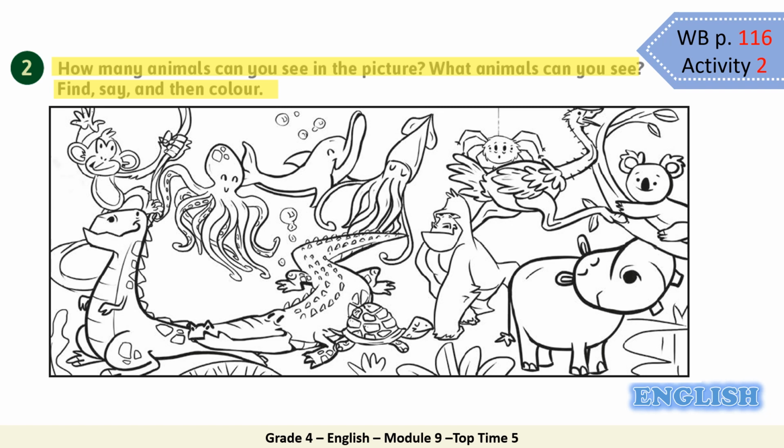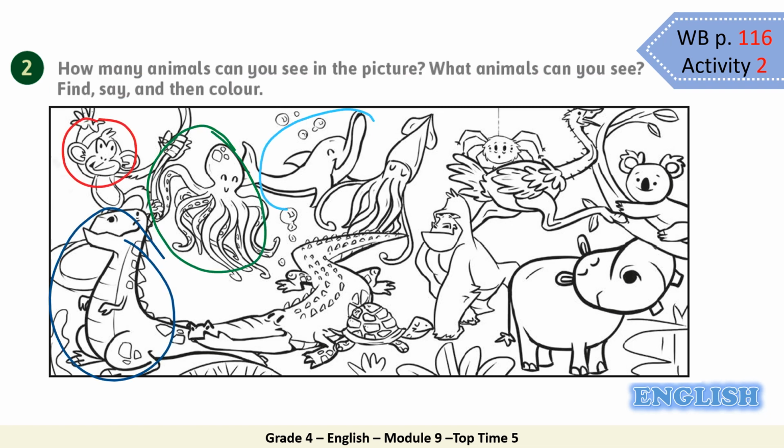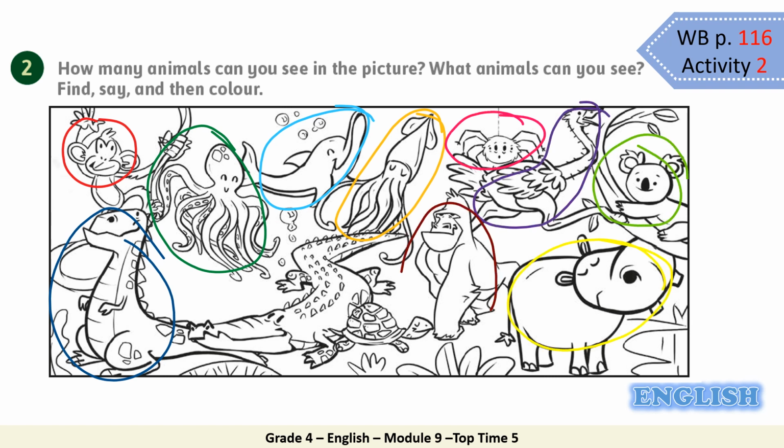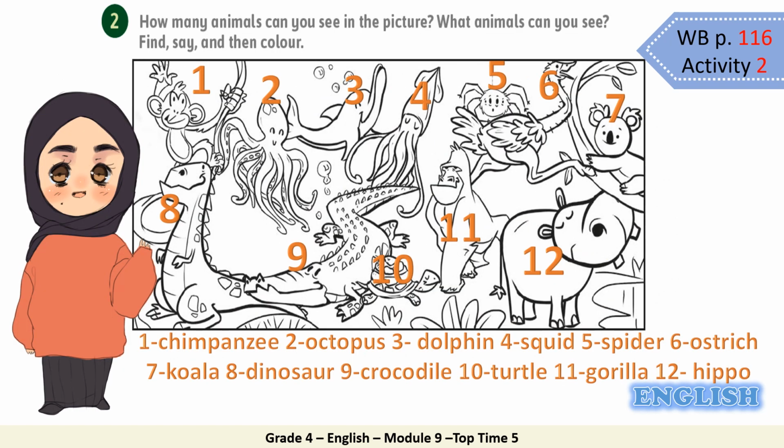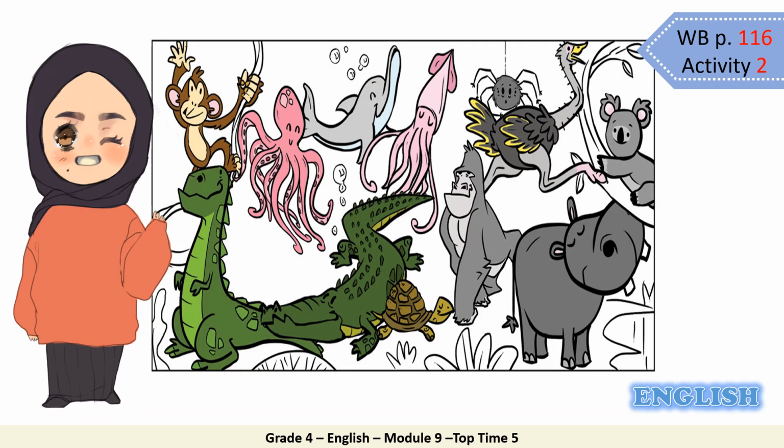Let's count them. 1, 2, 3, 4, 5, 6, 7, 8, 9, 10, 11, 12. So the answer to the question is 12 animals. Here are their names. Now, you can color the picture and it should look really nice. Just as nice as this picture.